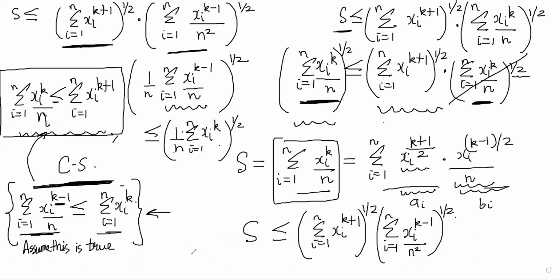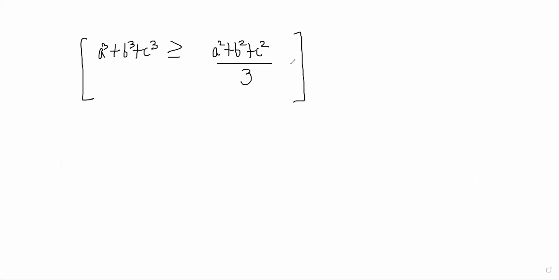If I put n equal to 3 and k equal to 2, I will get basically a cube plus b cube plus c cube is greater than or equal to a square plus b square plus c square by 3, right? So if I get this, I have shown earlier that all of our previous steps were equivalent. So if I can prove this, my original inequality is also done.